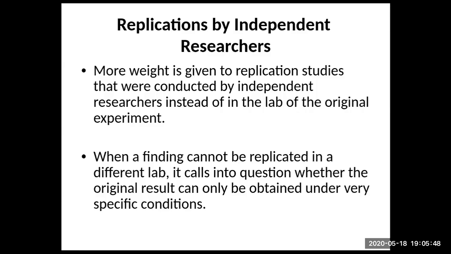When a finding cannot be replicated in a different lab, it calls into question whether the original result can be obtained. Were there other special circumstances that we didn't control for, things that we couldn't control for? Was it a different type of mouse in the study? Was it a different type of whatever in the study? Were there things that would work on the West Coast that might not on the East Coast?